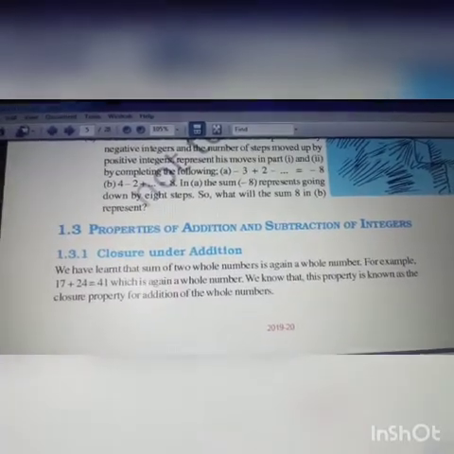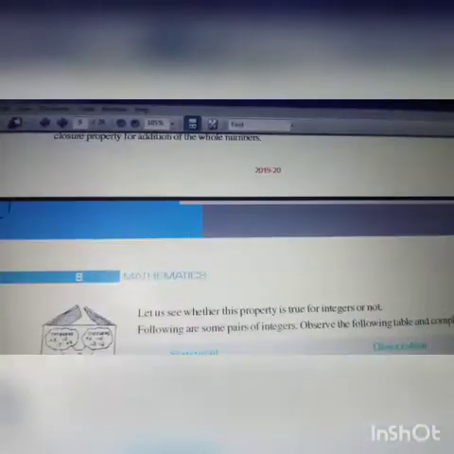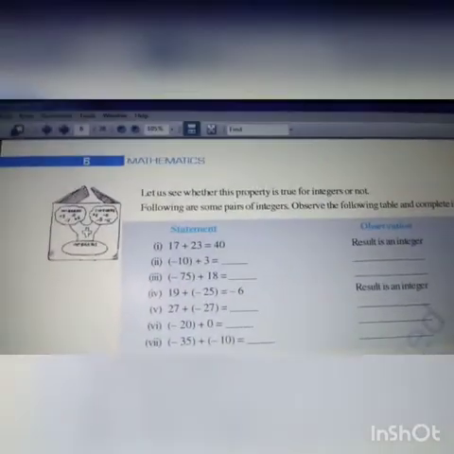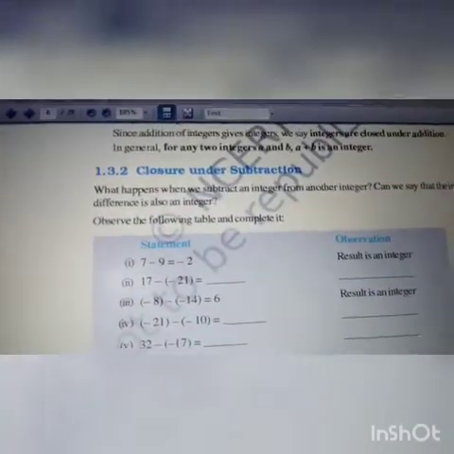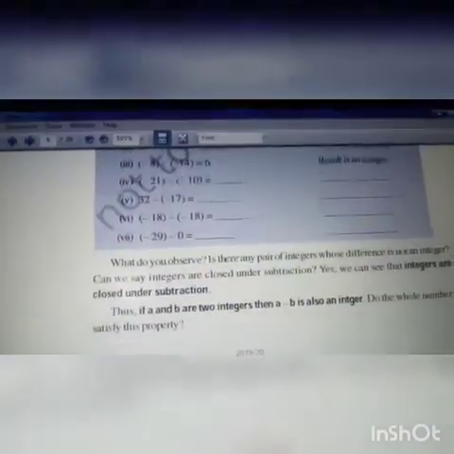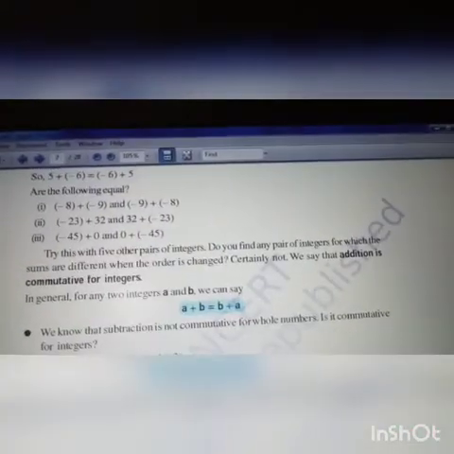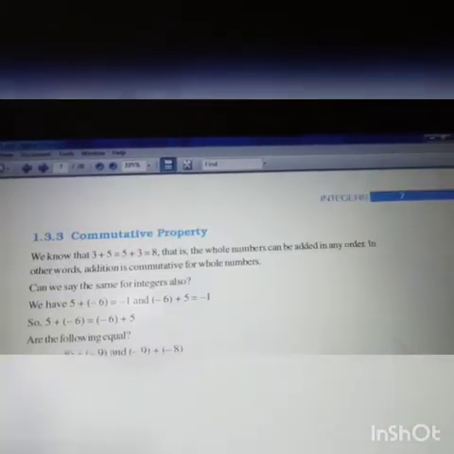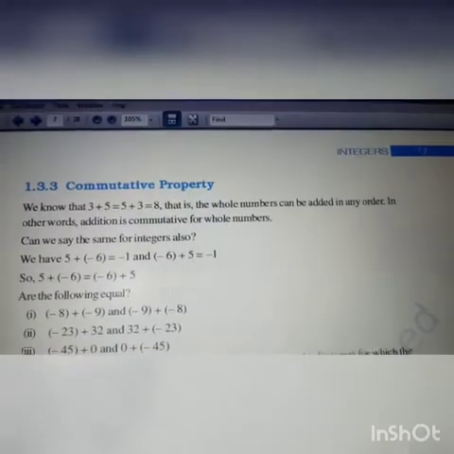Next, properties of addition and subtraction of integers. You can learn the properties, children. What are the properties? Closure property under addition, subtraction. Next, commutative property is there. Commutative property.